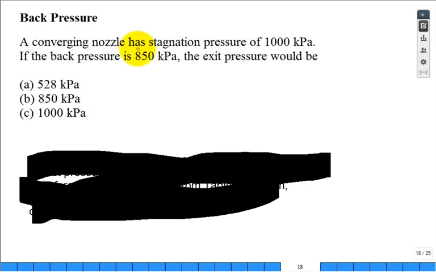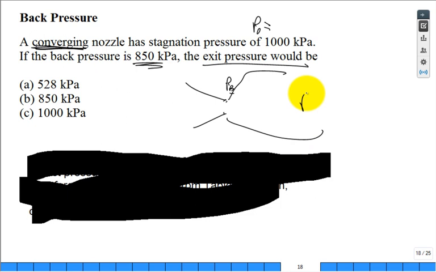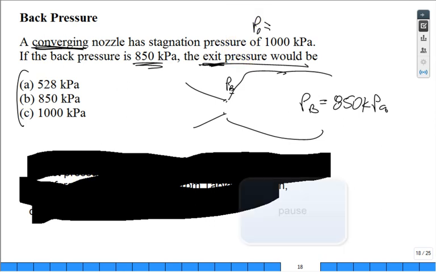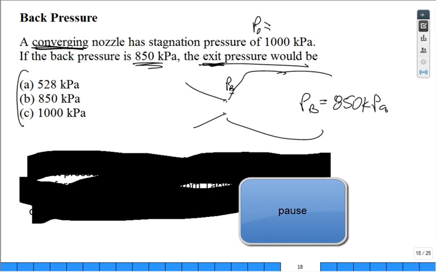A converging nozzle has a stagnation pressure, P-naught, of 1,000 kilopascal. If the back pressure, and it's only a converging nozzle, is 850 kilopascal, the exit pressure would be, so here we go, our nozzle. We're interested in the pressure at the exit. There's our exit. Then we open back up to our back pressure. The back pressure is given, 850 kilopascal. What is that exit pressure for this converging nozzle? We don't have a lot of time, so guess. Or talk to your friend that's really smart.